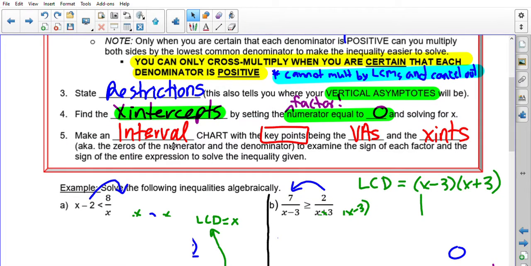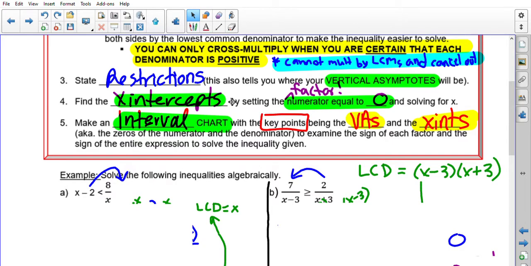Okay. And then your final step is everyone's favorite, and that is to create an interval chart. Notice here when you create your interval chart, remember when we did polynomial inequalities, our interval charts only dealt with the roots or the x-intercepts. So we're used to just dealing with x-intercepts. But now because we're dealing with rational inequalities, we also have to consider the vertical asymptotes because those will be x values where the graph is undefined. So highlight this, whatever you need to do to remember that with rational inequalities, you have to have VAs and x-intercepts in your interval chart. And then the rest is all the same that we've been doing.